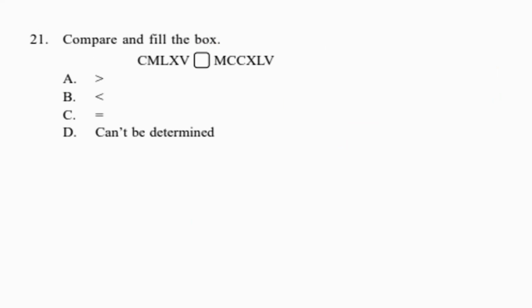Next, coming to question number 21. Over here, a pair of Roman numerals is given. C represents 100, M represents 1000. So it becomes 900, 5 and 50 and 10, 60, and a 5, 965. This side we have 1000, 1100, 1200. XL is 40 and V is 5. So 965 is obviously lesser than, so obviously B is the answer.